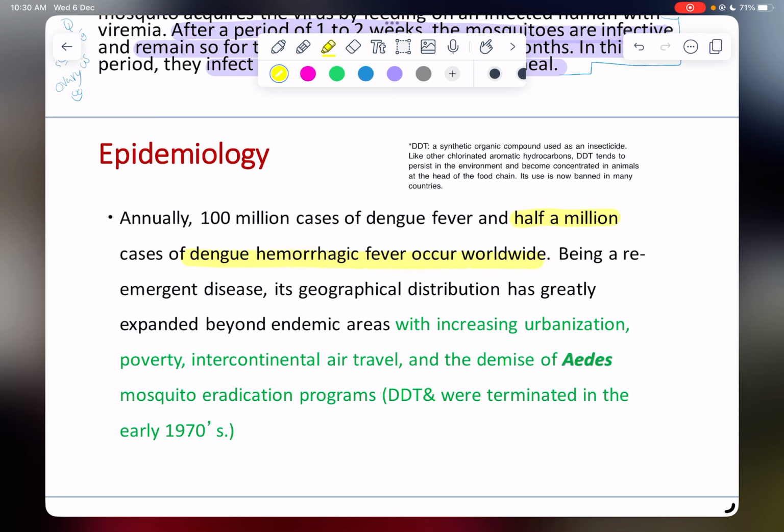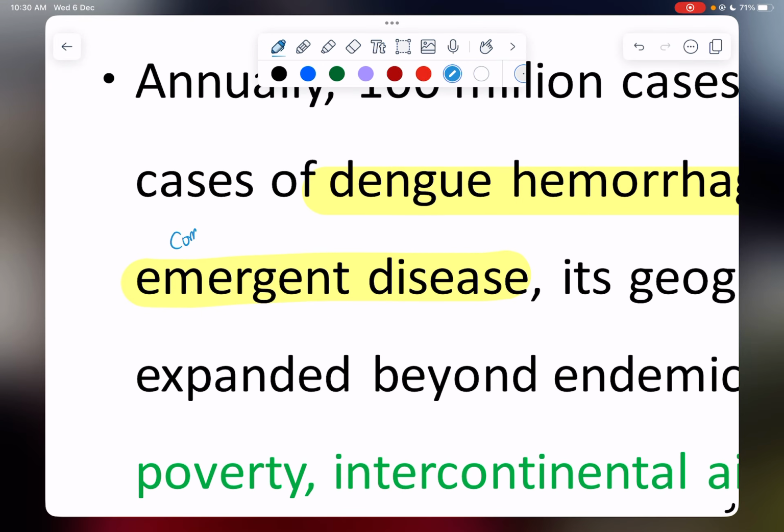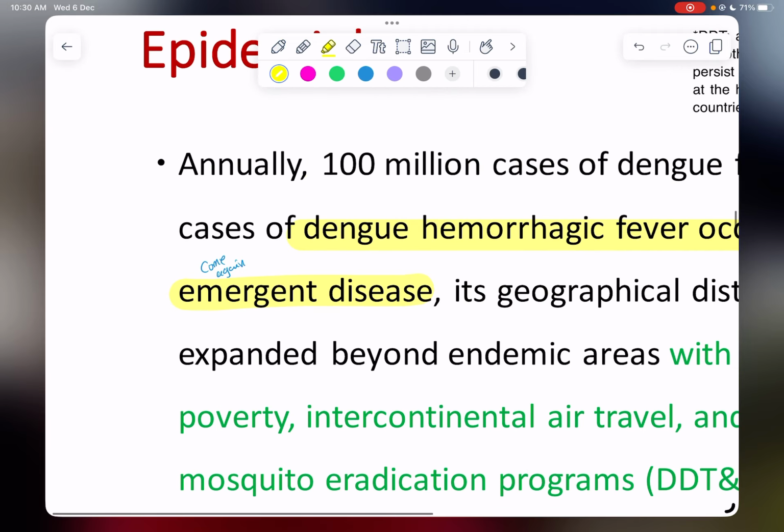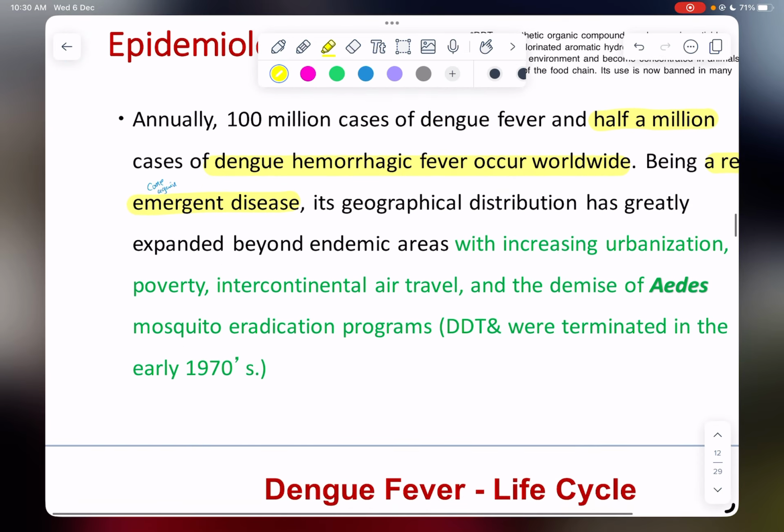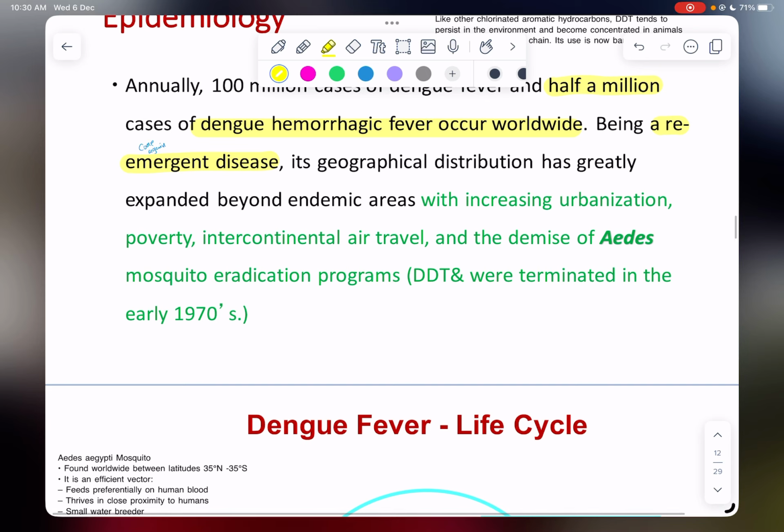It's a re-emergent disease. What do you mean by re-emergent? It comes again. It used to be there, but now it has re-emerged, with increasing urbanization, poverty, intercontinental air travel, and the demise of Aedes mosquito eradication programs.